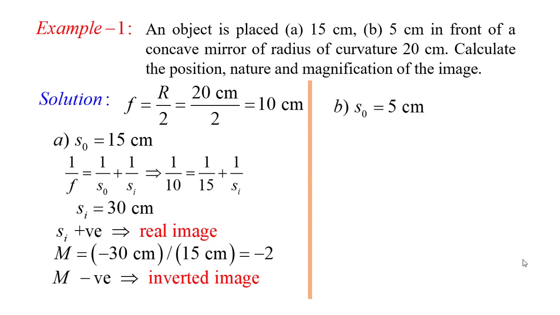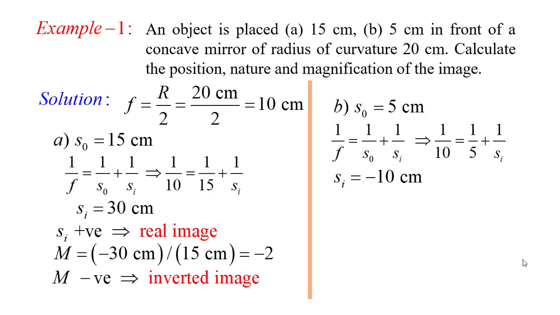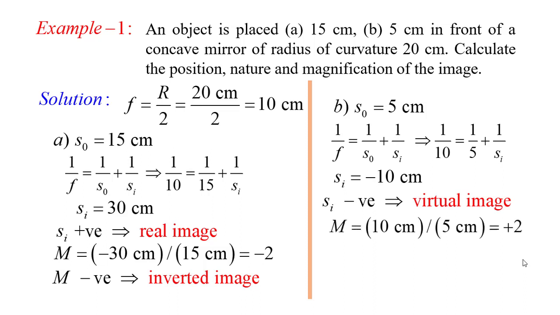From part B, likewise, S naught is equal to 5 centimeters. And by substituting into our mirror equation directly, we can calculate Si to be minus 10 centimeters. And Si is negative, which means the image must be a virtual image. M is equal to minus of Si divided by S naught, which is plus 2. M is positive, which implies that the image must be an upright or erect image.